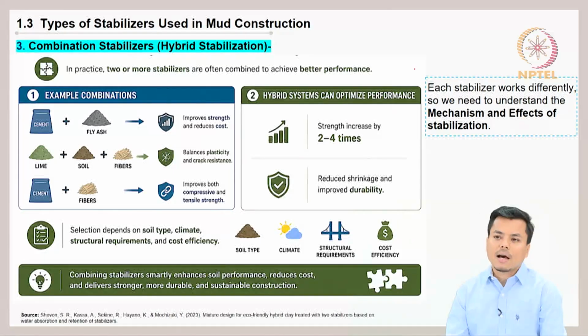Other examples are hybrid systems that can also optimize the performance; the strength of the material increases by 2 to 4 times, it also reduces the shrinkage and improves the durability of the construction. Overall, the selection of different materials or stabilizers depends on the soil type. As I was explaining, based on the test that you do, you have to determine which material is lacking and what advantage that material provides in the earth that can be supplemented through the stabilizer. It is some kind of supplement that can be added in earth based construction to improve durability and overall quality of construction.